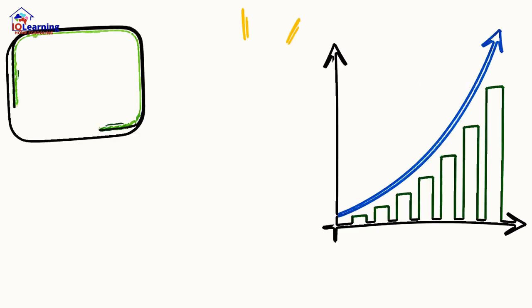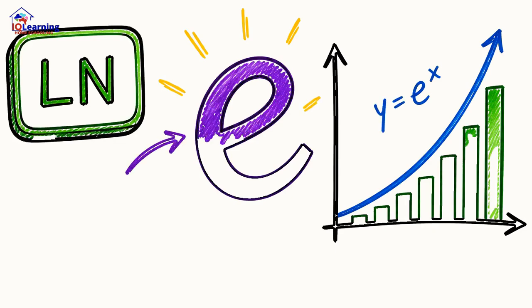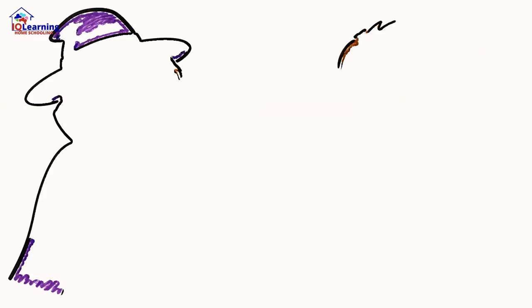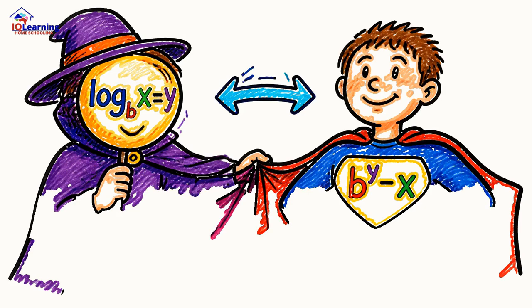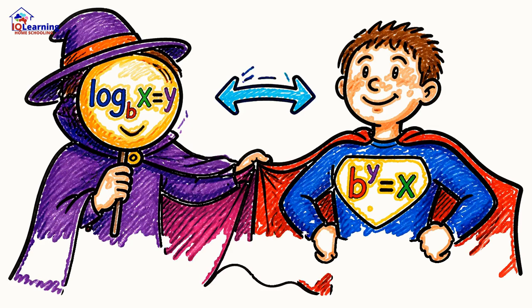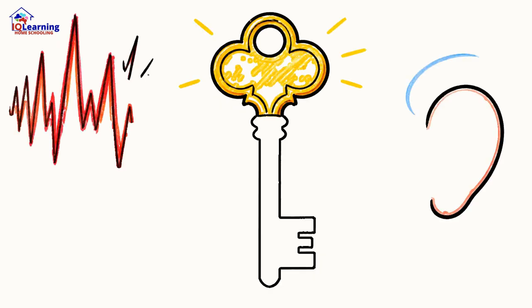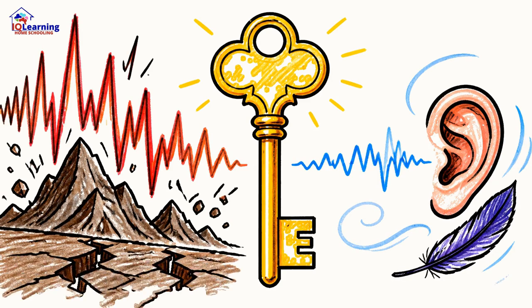Then there's the natural log, written as ln, which uses a special base called e. This one is critical for calculus and modeling continuous growth. So whenever you see a logarithm, just remember, it's an exponent in a different costume. If you ever get stuck, just rewrite the log equation in its exponential form. It's the key that unlocks the power, letting us measure everything from the rumble of the earth to the quietest whisper.